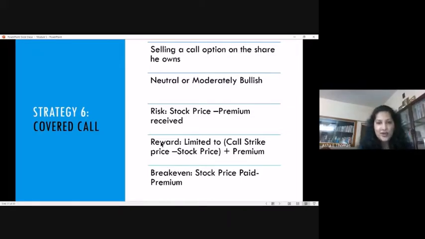Okay. So in our class today, we had discussed, if you total it up, 11 strategies that are followed by option traders when they are trading in the market. It includes both covered and uncovered strategies.